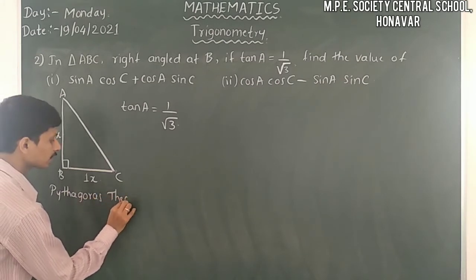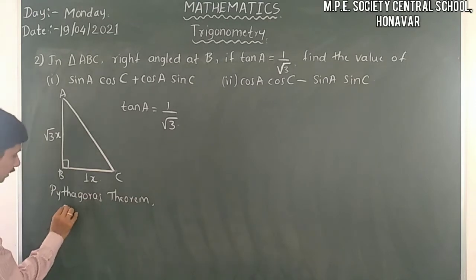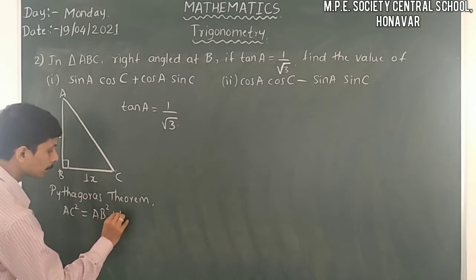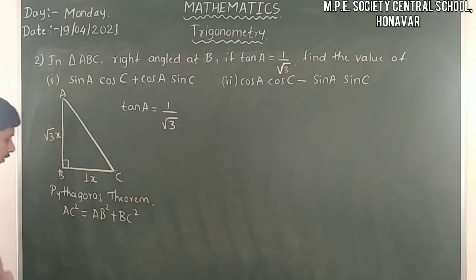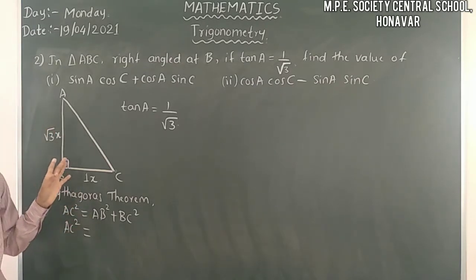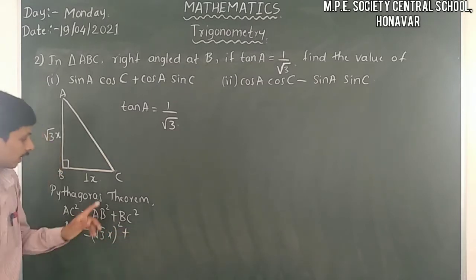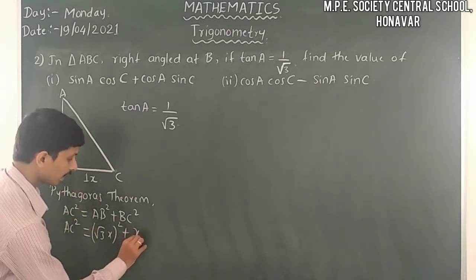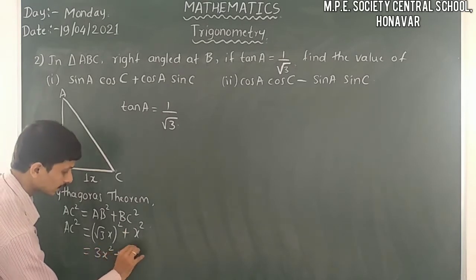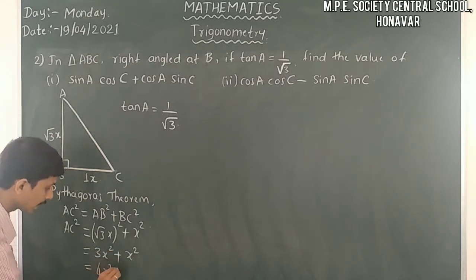So using Pythagoras theorem, apply this Pythagoras theorem to this triangle. Here AC square is equal to AB square plus BC square. So AB square, it is root 3x whole square, plus BC, which is 1x, so I will write it as x square. That is 3x square plus x square, which means 4x square.